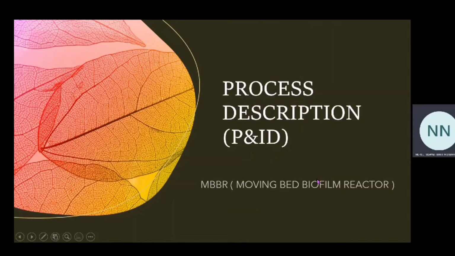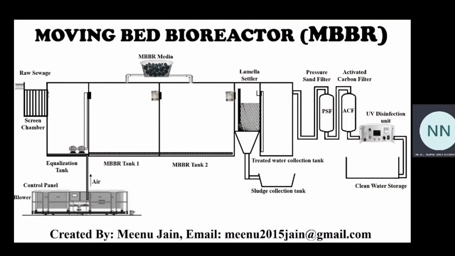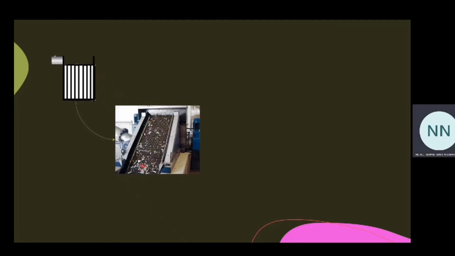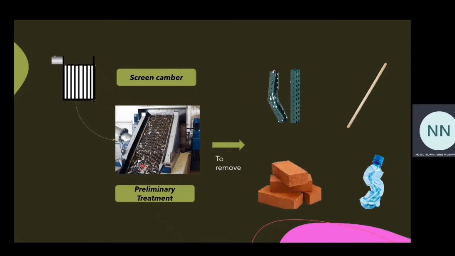I will start my first point, which is the process description for MBBR. This is the process flow diagram of a typical sewage treatment plant based on moving bed bioreactor technology in water. It begins with a screen chamber for preliminary treatment, for removal of debris such as rag, stick, plastic bottle and brick, which could damage downstream equipment or block pipes.